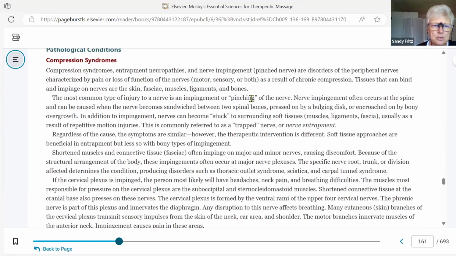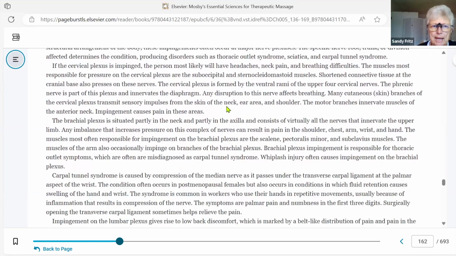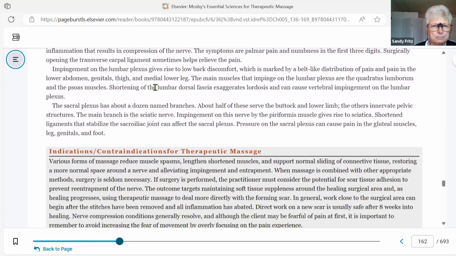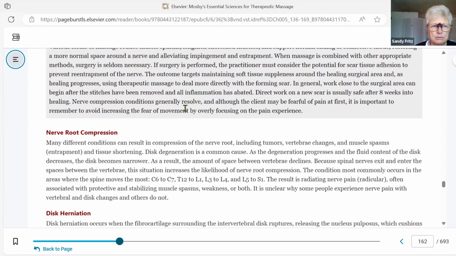So compression syndromes have to do with nerves being pressed on. And this is going to give you some guidance on what happens if it's the cervical plexus or brachial plexus, and what carpal tunnel is, which is a pressure and impingement type syndrome. And then your indications and your contraindications.